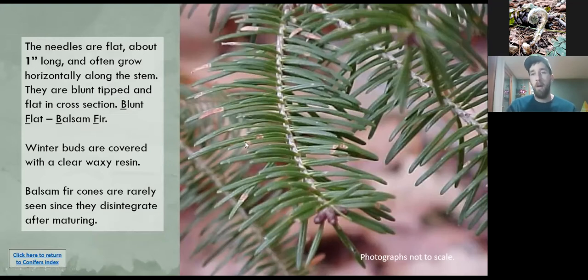One interesting thing about the cones of balsam fir is that you rarely, if ever, are going to find a fully intact cone lying on the ground in the woods like you would with our other softwoods. They actually disintegrate on the tree as they mature. Once the cone becomes mature, each scale falls away with the action of moving around in the wind. That's how it disseminates its seeds, which is unusual compared to our other conifers.